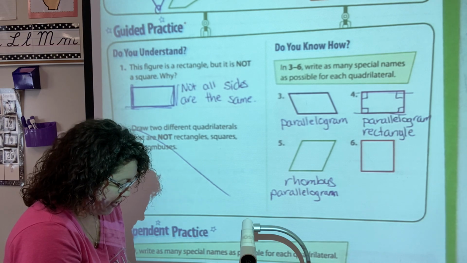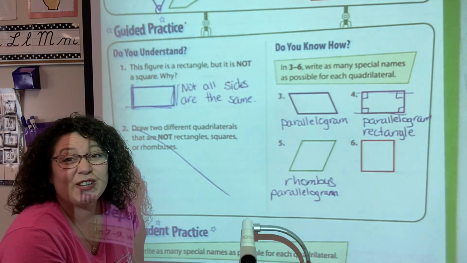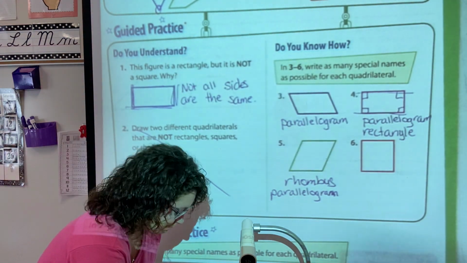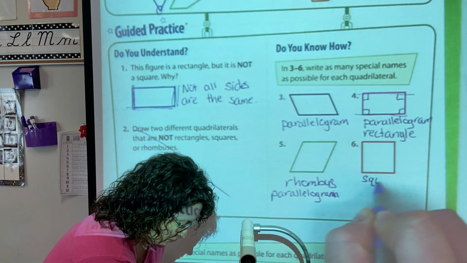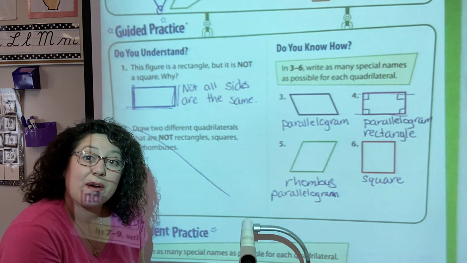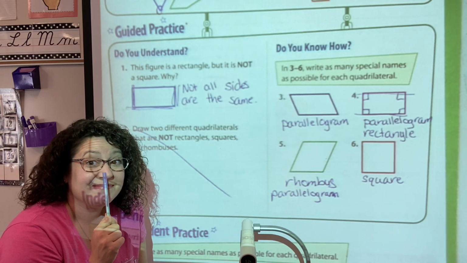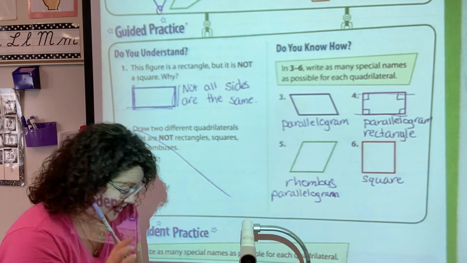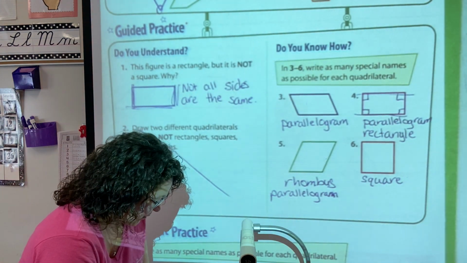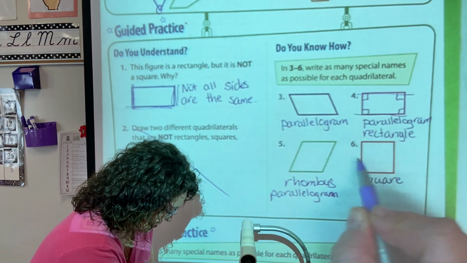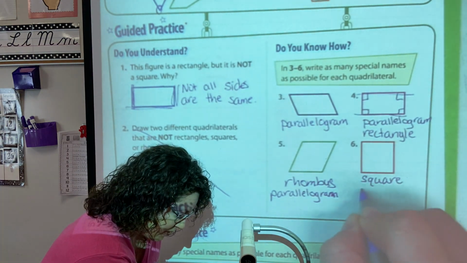What do you think about number 6? Well, we can look at it and see, yep, it's a square. Is a square a rectangle? Yes. A square is a rectangle. 4 right corners. Okay, so it's also a rectangle.